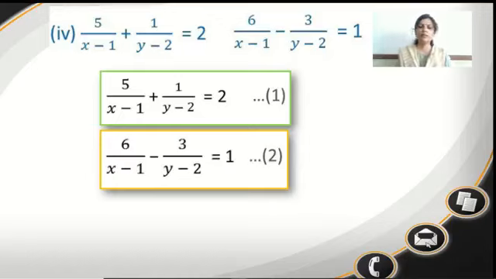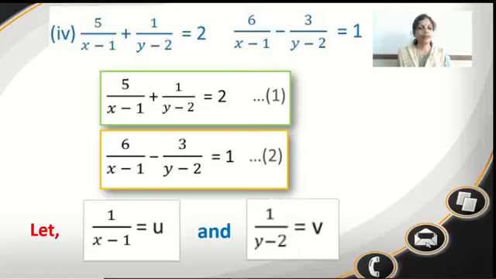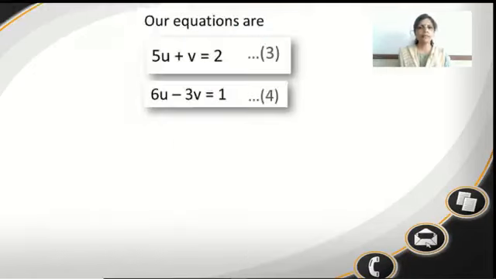So here the substitution will be like this. Let 1 upon x minus 1 is equal to u, and 1 upon y minus 2 is equal to v. So in place of 1 upon x minus 1 and 1 upon y minus 2, we will substitute u and v. And so our new equations will be 5u plus v is equal to 2, and 6u minus 3v is equal to 1, and we will number them as 3 and 4. Now these are again our simple equations. You can either solve it by substitution method or by elimination method, that is your choice.